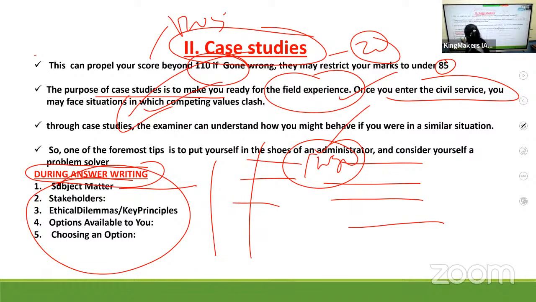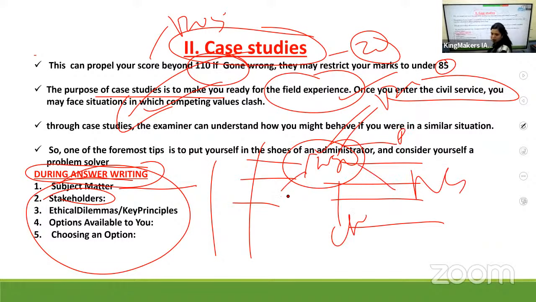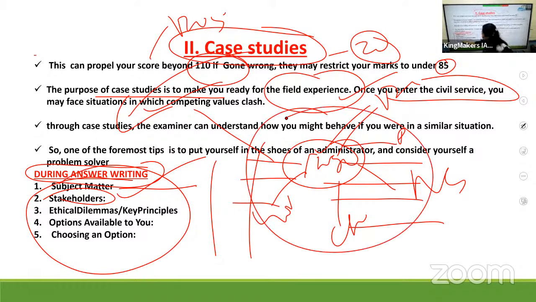The second part is stakeholders. Stakeholders means who are the persons associated in the case study. So Devanand, the other person, the NGO, children, government, all are involved. So the second part you are ready, because you are taking the decisions on the basis of stakeholders. The third is the ethical dilemma and key principle. What is your problem? Whether to return this amount or not to return. This is the dilemma you are thinking about. Fourth, what are the options available? You have to list them down like this.